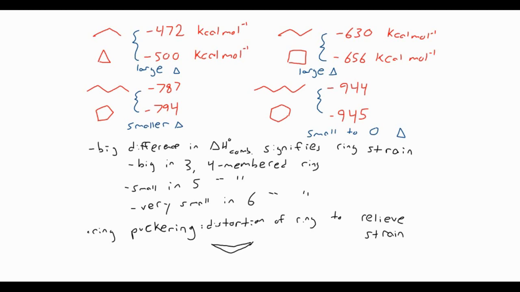So it's puckered a little bit, and what that does is it relieves some of the eclipsing strain from these hydrogens. So they are not as eclipsed as they would be if it were a planar system. And the same sort of thing for cyclopentane. Cyclopentane is not planar. Kind of puckers at the end like this. And as you can see, this also relieves a lot of the possible torsional strain.